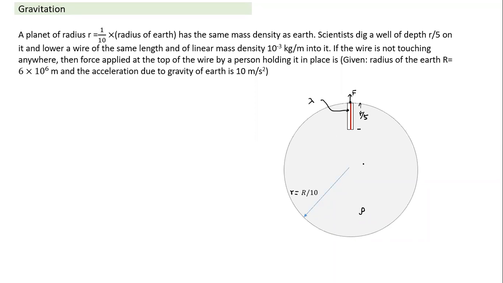So there are multiple things in the question which we have to understand. See, if the density is rho here, as long as the density remains constant, we understand that g is proportional to R here.